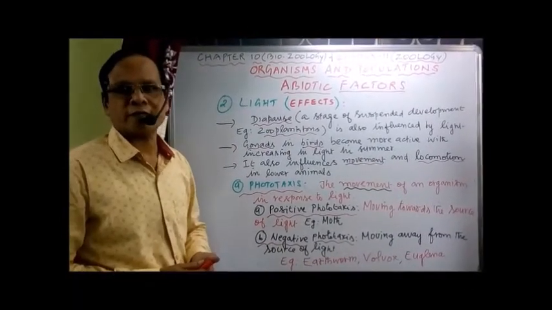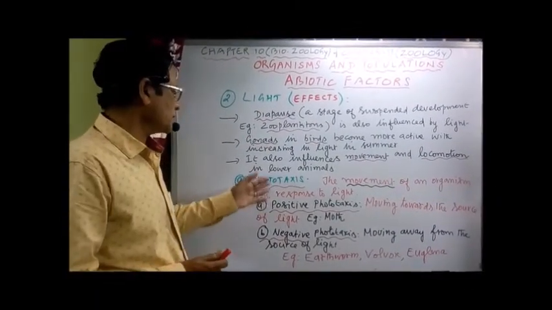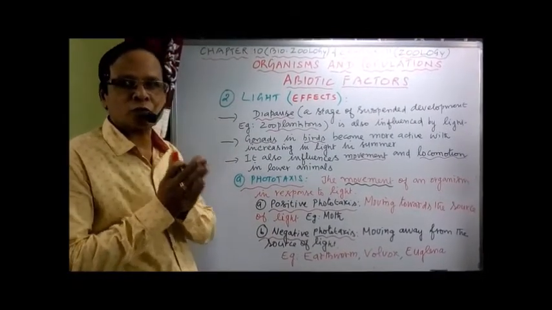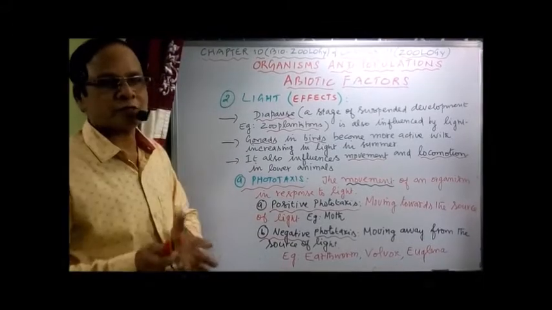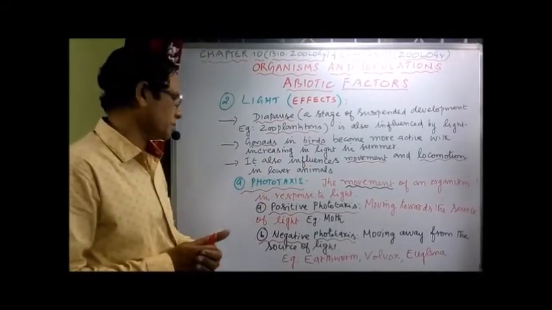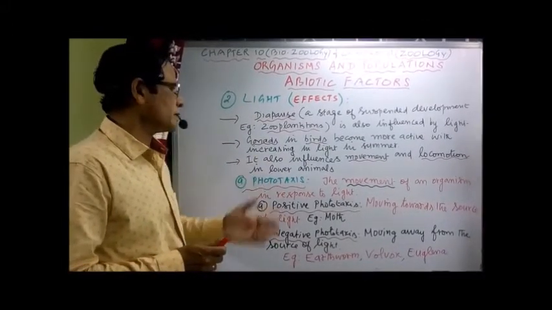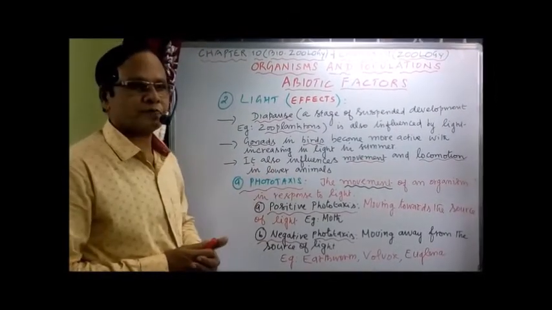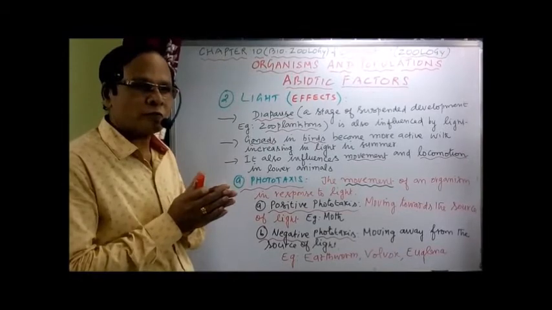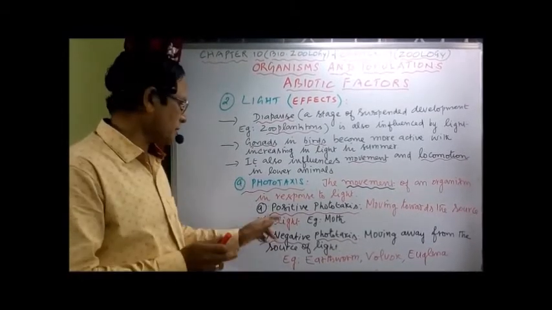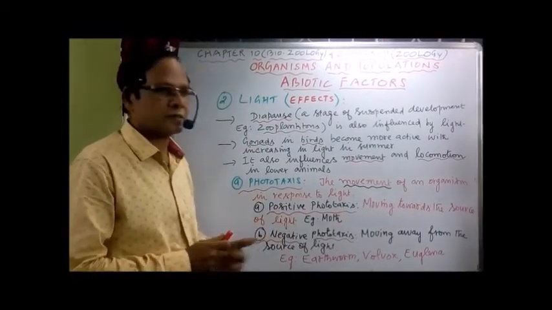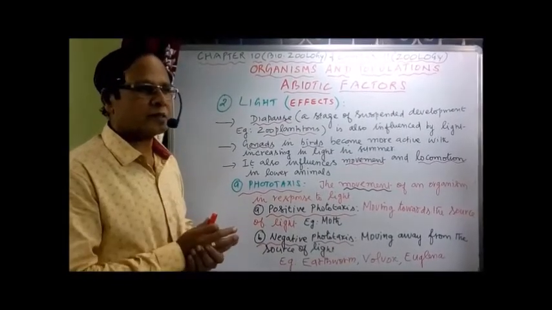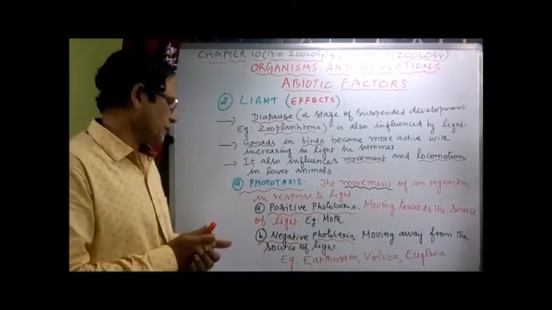Number 3, photokinesis. Taxis means the movement of the entire organism towards a stimulus or away from the stimulus. Now phototaxis is the movement of an organism in response to light. If the organism is moving towards the source of light, the condition is called positive phototaxis. For example, a moth is always attracted by light; it moves towards the light.